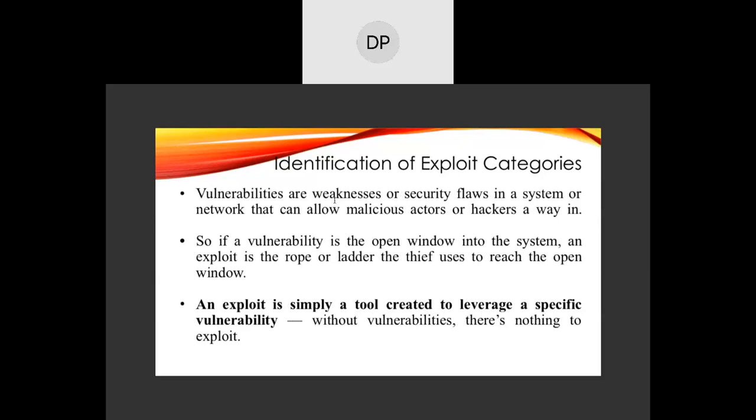So vulnerabilities are nothing but weaknesses or security flaws in a system or a network that can allow malicious actors or hackers a way in. So if a vulnerability is the open window in a system, an exploit is the rope or ladder the thief uses to reach the open window. So an exploit is simply a tool created to leverage a specific vulnerability. Without a vulnerability, there is nothing to exploit.